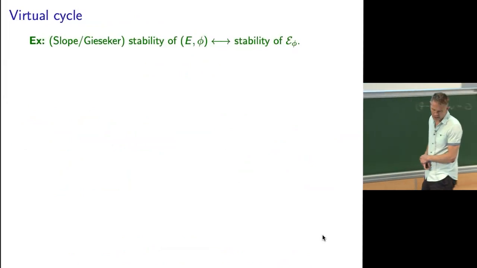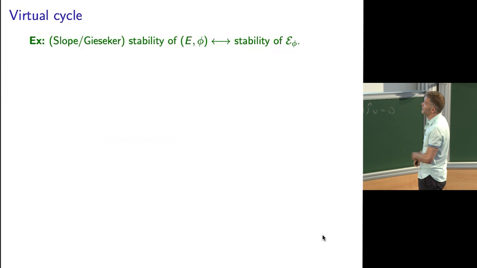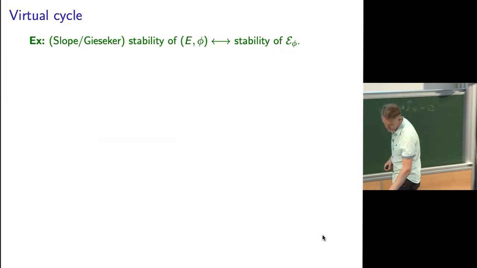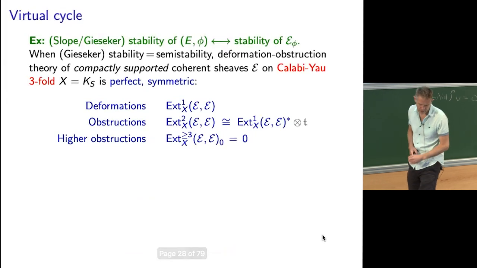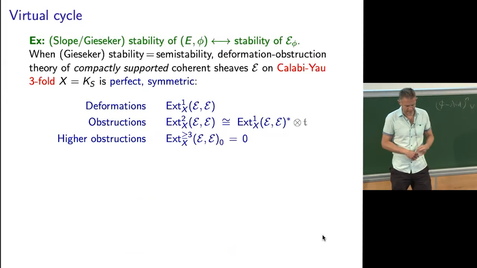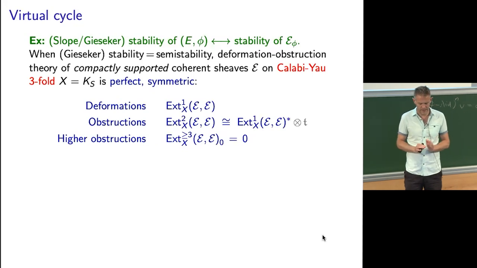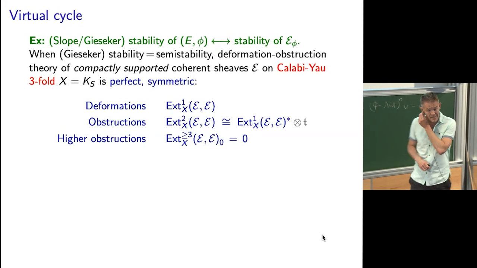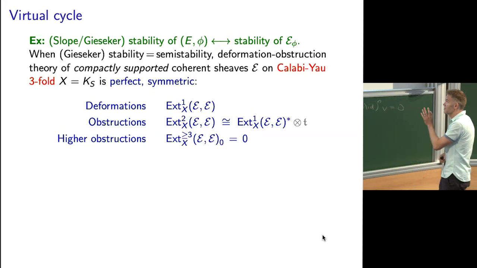Okay, so we want a virtual cycle on this thing, and then we have to deal with non-compactness. I already said this about stability. We're going to use Gieseker stability. And the first thing we're going to do, like in the last lecture, is assume for simplicity that there are no strictly semistables. So we're going to assume that anything that's semistable is actually stable. That's just to start with.